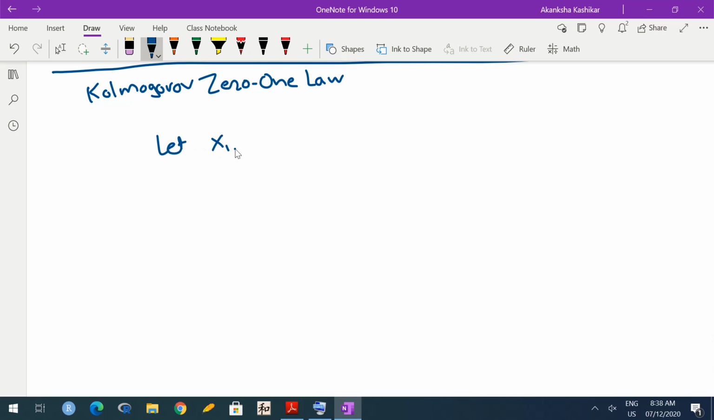So the tail sigma field kind of captures something like that. So let me have a sequence of random variables. So let x1, x2, ..., xn, ... be a sequence of random variables.